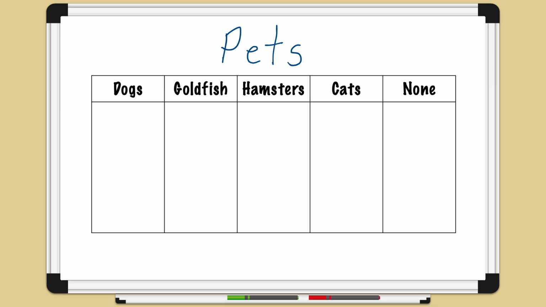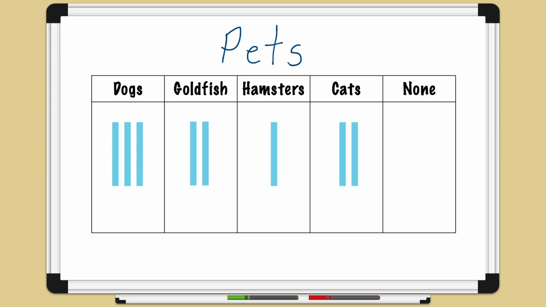Now, let's add tally marks. Dogs, 3 tally marks. Goldfish, 2 tally marks. Hamsters, 1 tally mark. Cats, 2 tally marks. And none, 2 tally marks.